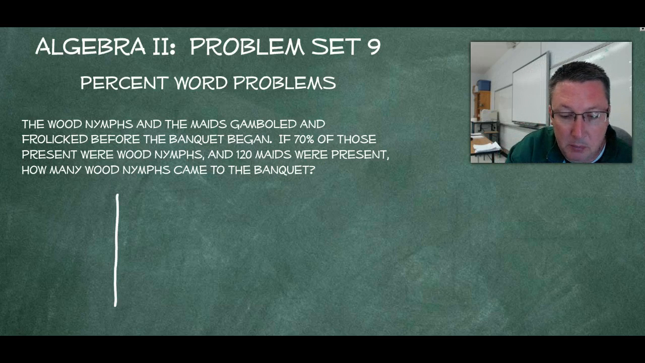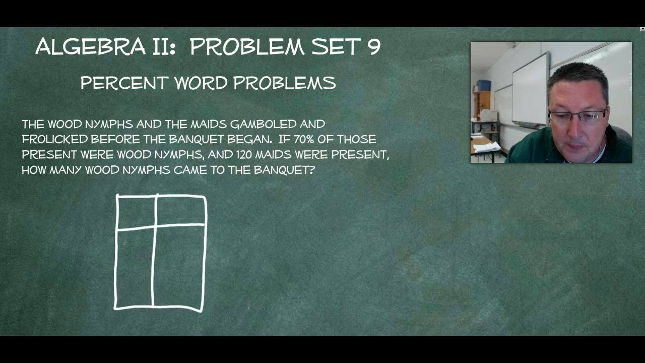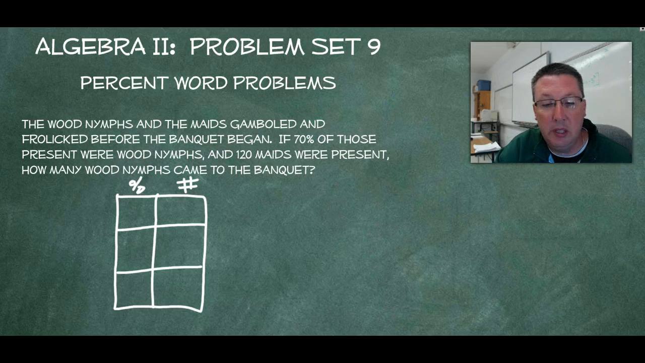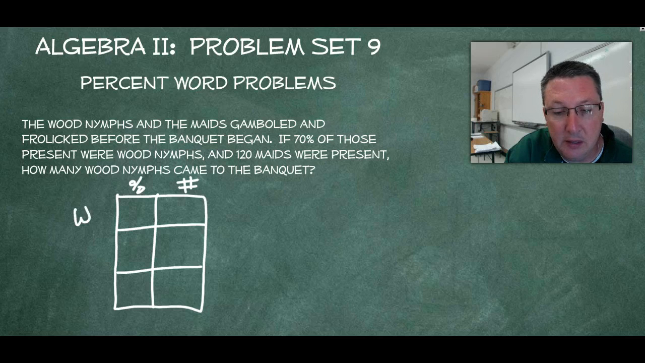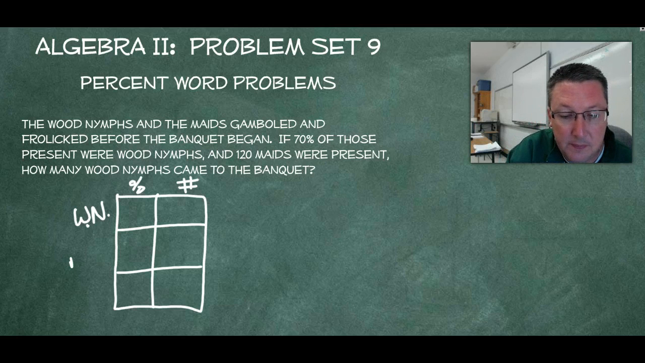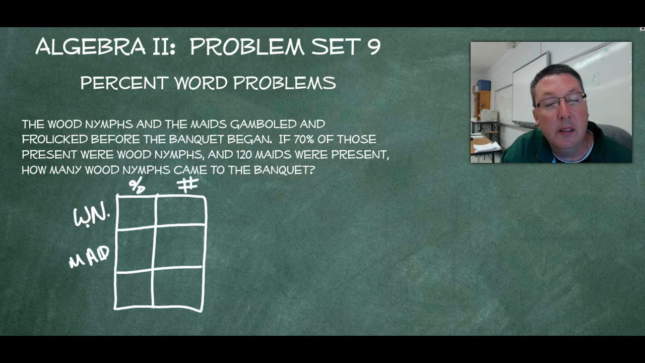We're going to set up our table, 3 rows, 2 columns, percent and number. We look at this and decide what the categories are. Well, we have some wood nymphs, and again I'm going to abbreviate that, wood nymphs. The second category would be the maids. And then the last row, this is our total, once again.